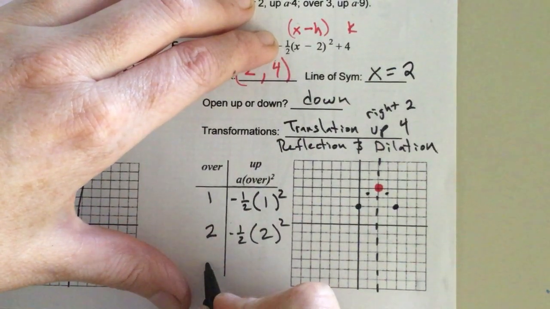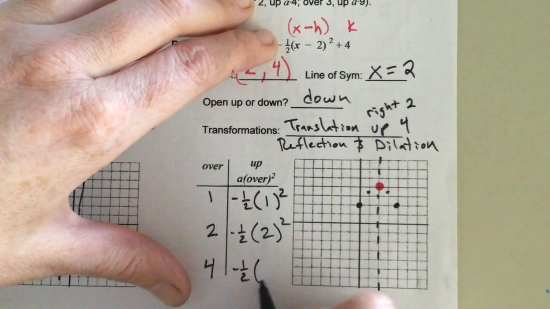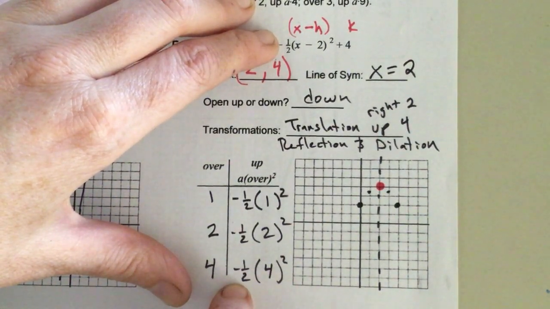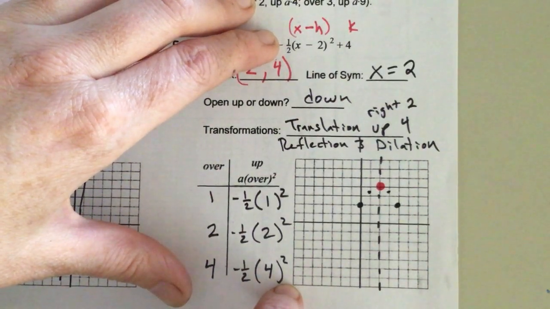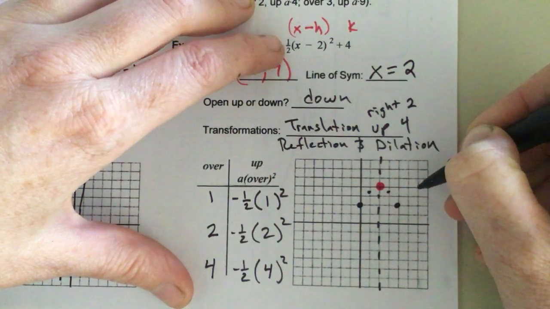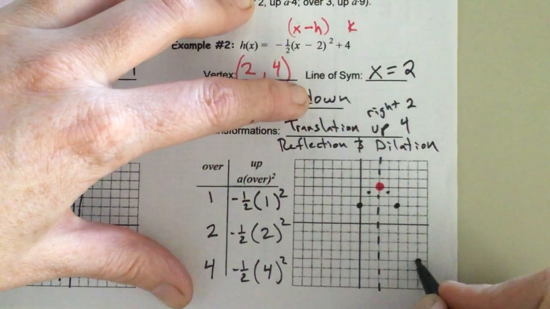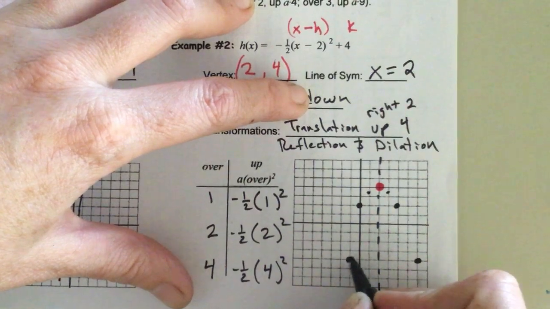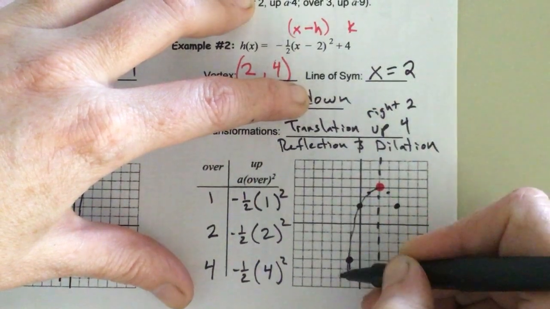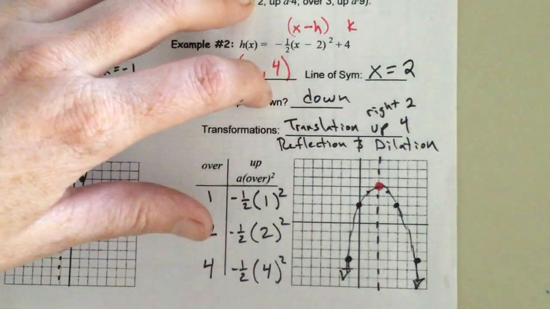Let's do one a little bit farther. Let's go over 4. If I go over 4, I wouldn't just go down 4 squared. I need to cut that in half. So 4 squared is 16. Cut it in half is 8. So if I go over 1, 2, 3, 4, I'm going to go down 8. 1, 2, 3, 4, 5, 6, 7, 8. Right there. And I'm going to reflect that on the other side of the line of symmetry. And there's my parabola. Just like that.